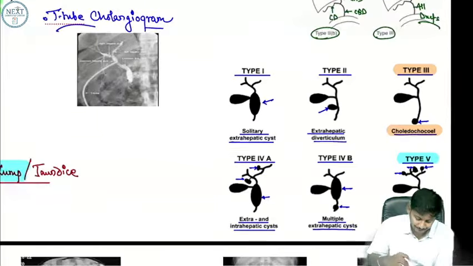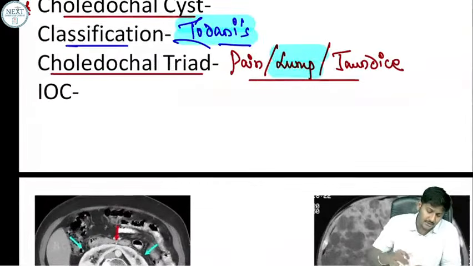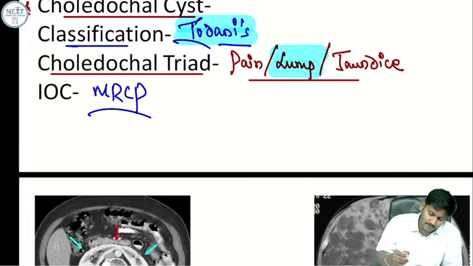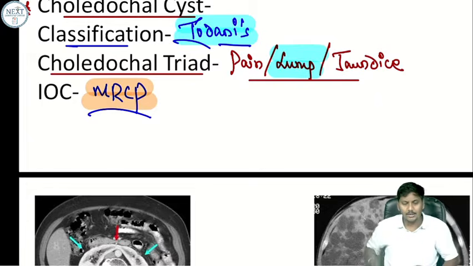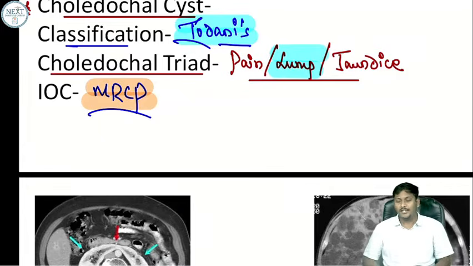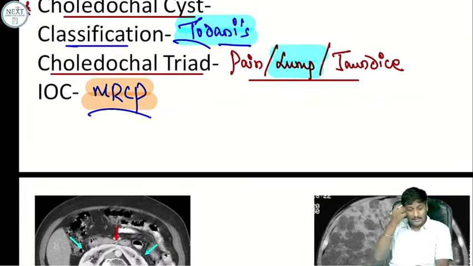Clear? Next important, if they ask you the investigation of choice, we know the investigation of choice for any bile duct problem is going to be MRCP, that is magnetic resonance cholangiopancreatography. Now, why will MRCP be the investigation of choice and not ERCP? Reason: MRCP is a non-invasive investigation. I don't need to inject or insert something. It is just a T2 weighted MRI of the bile ducts.